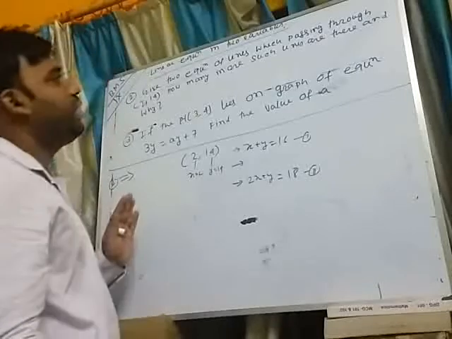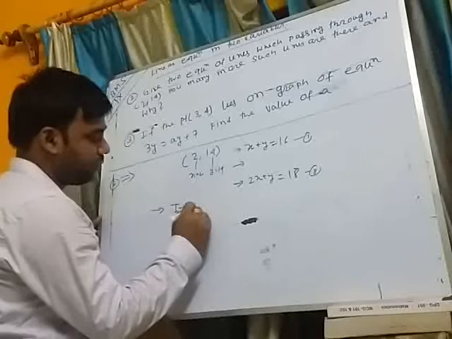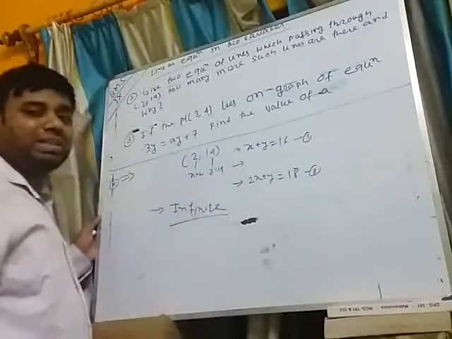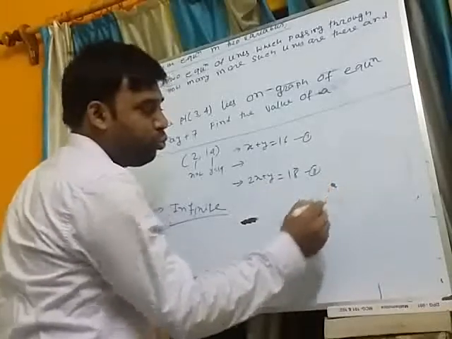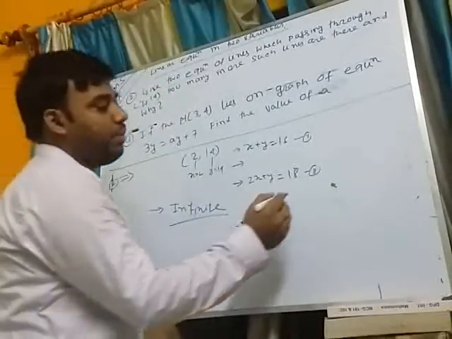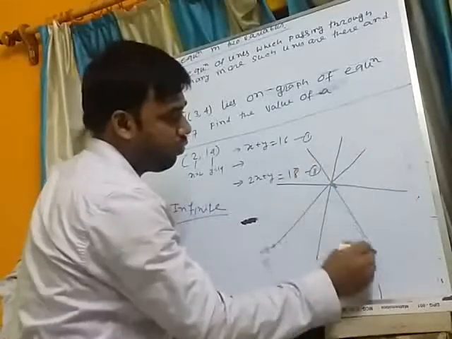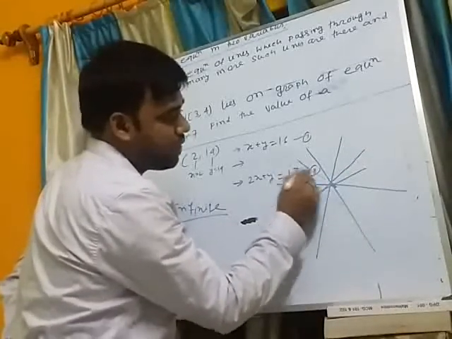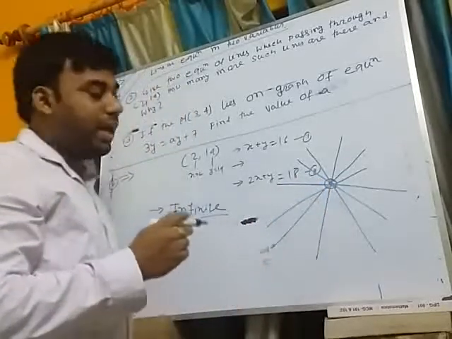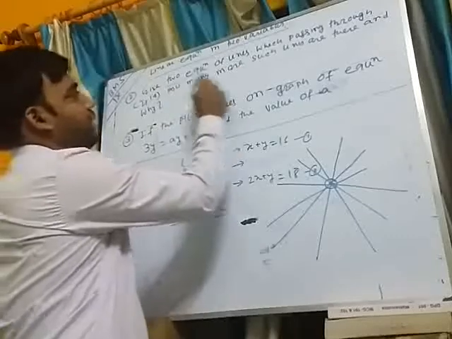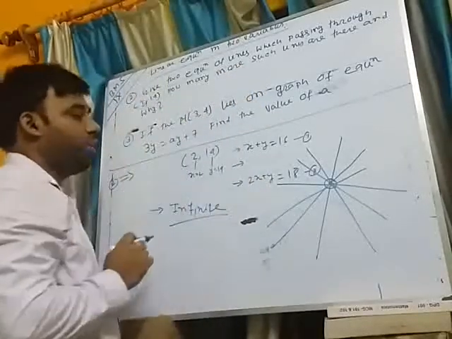Now the second question: how many more such lines are there? The answer is infinite. Why is it infinite? In the lower classes we have learned that through a point infinite number of lines can be drawn. 1, 2, 3, 4, 5, 6. In this way, through this point we can draw infinite numbers of lines. So there are infinite number of lines which pass through the point (2, 14).